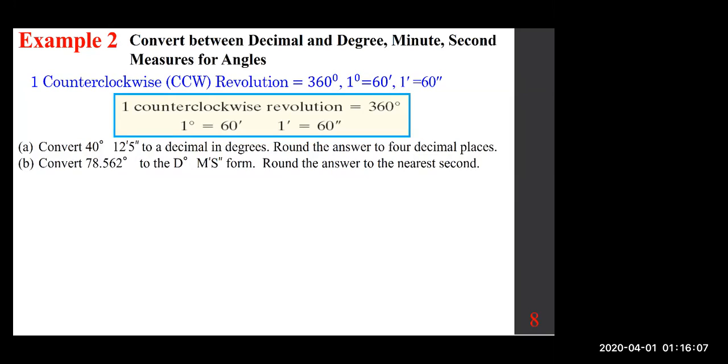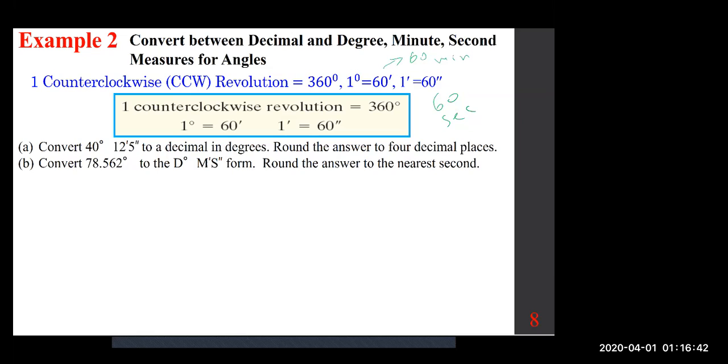Now, as far as definition is concerned, everybody remembers that a complete revolution is considered to be 360 degrees. 1 degree is defined as 60 minutes. So I hope everybody knows when we look at this notation, 60 minutes. And 1 minute is 60 seconds.